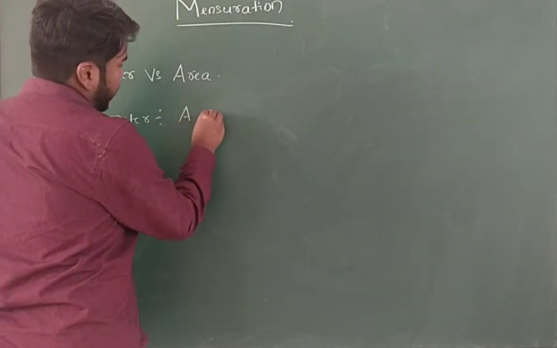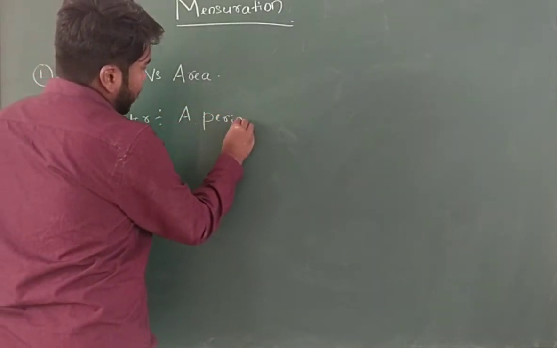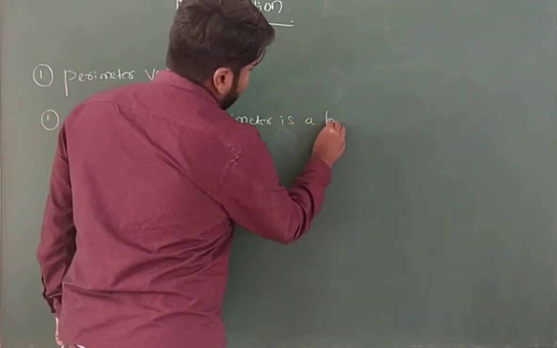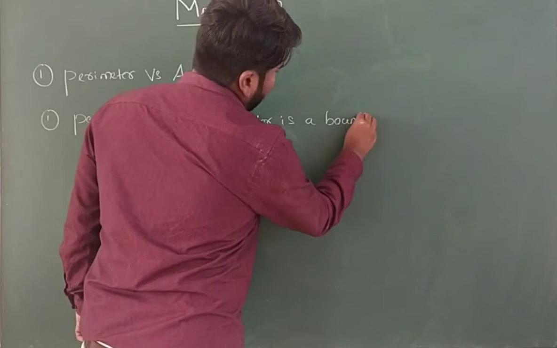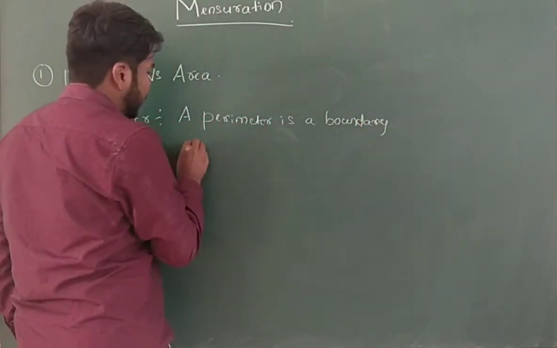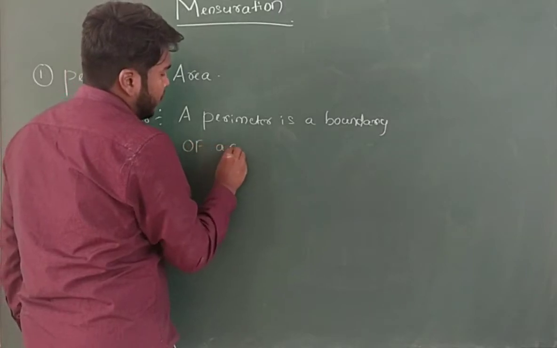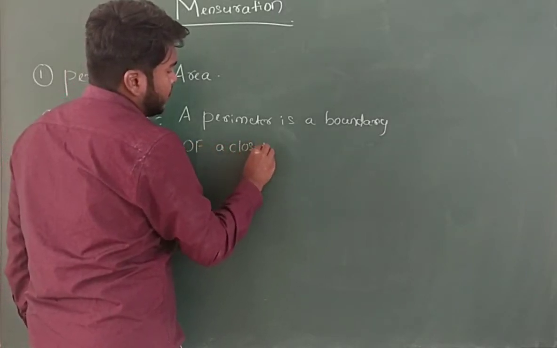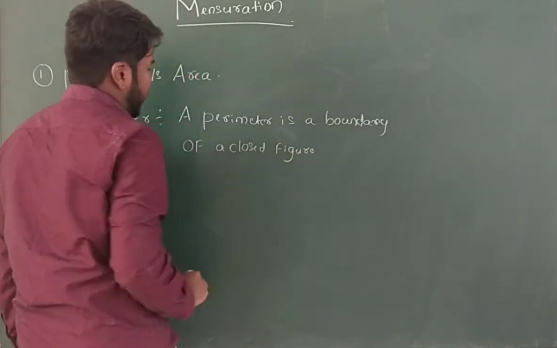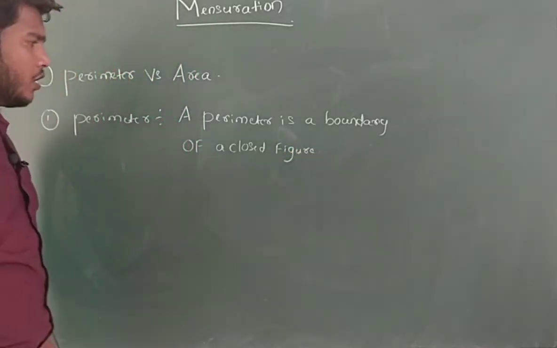A perimeter is a boundary of a closed figure. So this is the definition for perimeter. That is, a perimeter is a boundary of a closed figure.